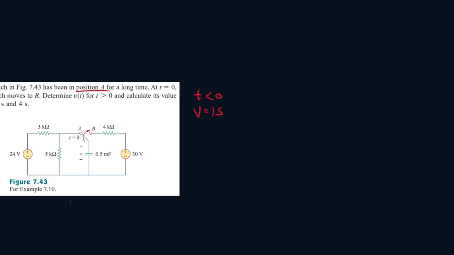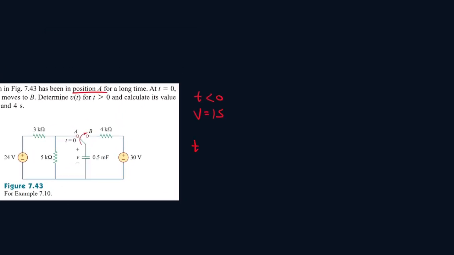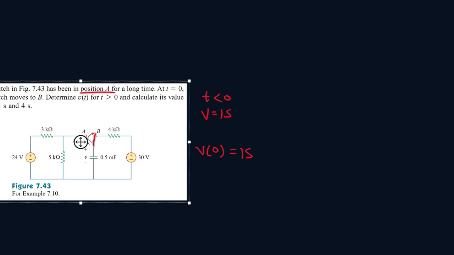And we can use this information to find the voltage when t is equal to 0. It's going to be also 15, because when t is equal to 0, we move this switch to here. But the voltage at this capacitor doesn't change instantaneously. So when t was less than 0, the voltage at this capacitor was 15 volts. Now when we change the switch at t equals 0, the voltage is still 15.